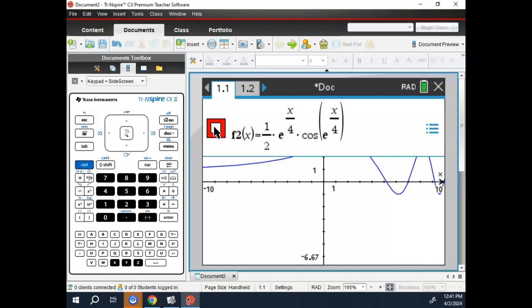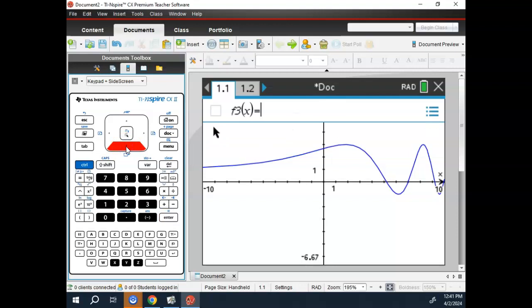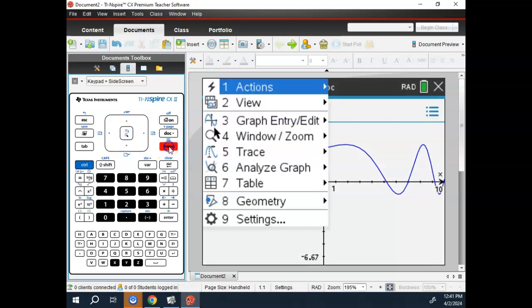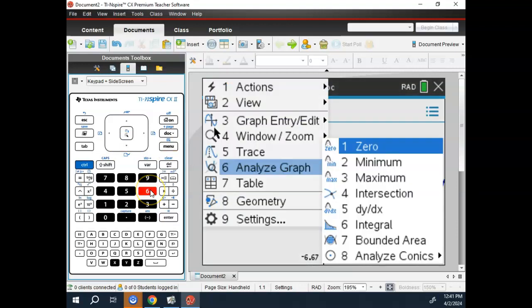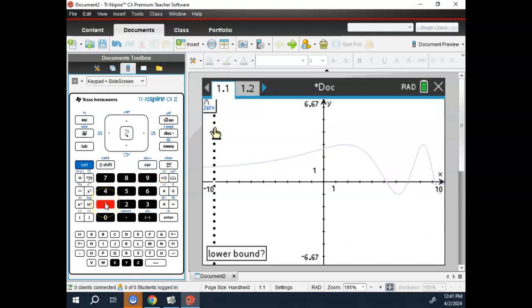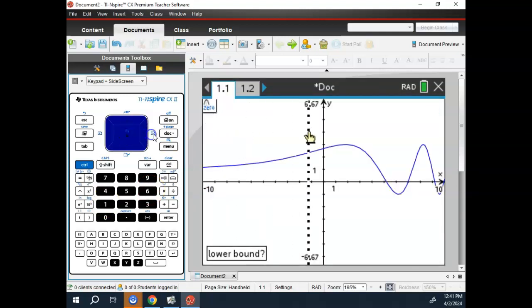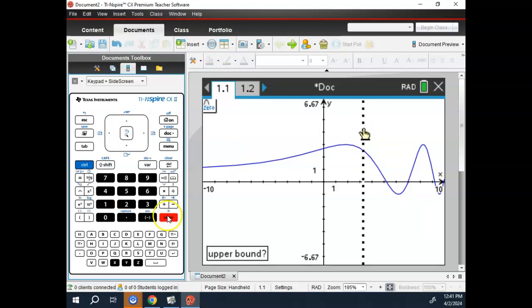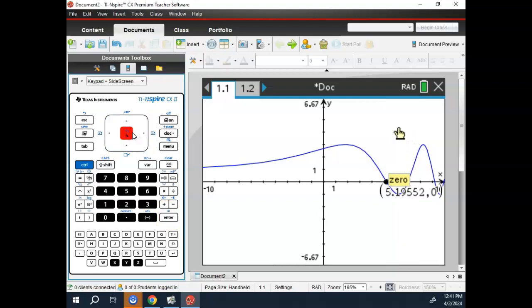So then, there we go. So we're going to find the 0. Menu, 6 for analyze graph. What am I looking for? 0. Okay, so I need to arrow over. I need to be to the left of that first 0. Hit enter or hit that middle button, and then right here, and I hit that. Okay, so I've got this 5 point something, something, something, right?